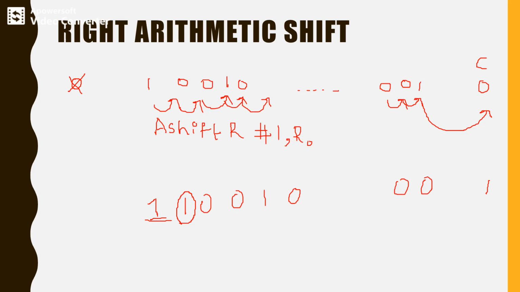But in the case of arithmetic shift, after performing the shift operation, check the MSB bit. If it is 1, append 1. If it is 0, append 0.